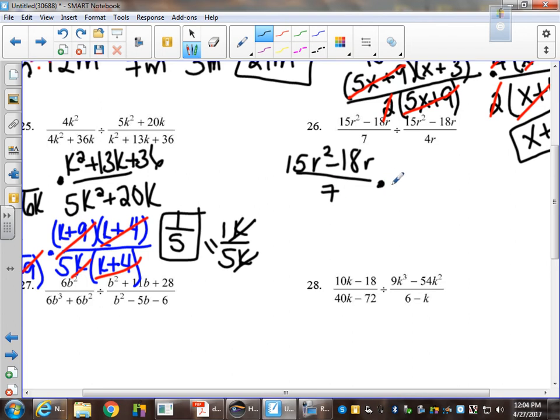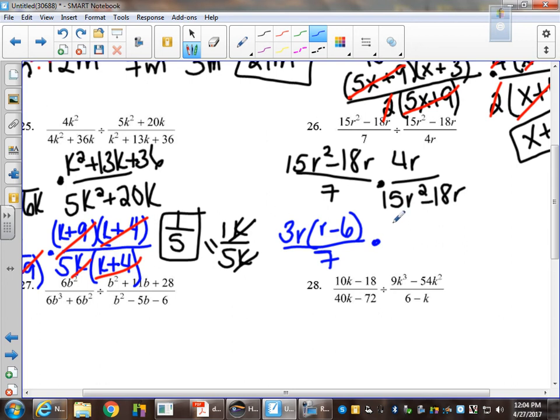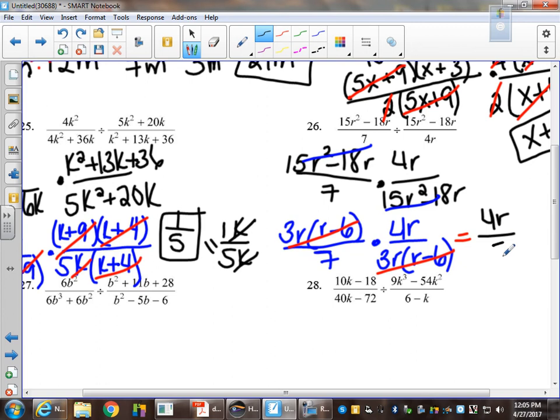change the sign, flip the fraction. 15r squared minus 18r, we can factor out a 3r, so we're left with r minus 6. 4r cannot be simplified. Again, here, we can factor out a 3r, and we'll have r minus 6. If you want, you can just go ahead and cross these away first, because we know those are the same. But if you want to take a step further, that's okay too. These are still going to all cancel out, and you're left with 4r over 7 as your answer.